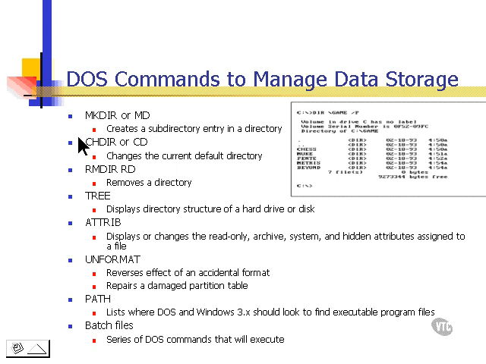If we wanted to change to that directory, we could then type cd and then a backslash and the name of the directory that we want to change to. We can type rmdir or rd to remove a directory that we've created. We can type tree, T-R-E-E, which will display the directory structure of a hard drive or a disk.